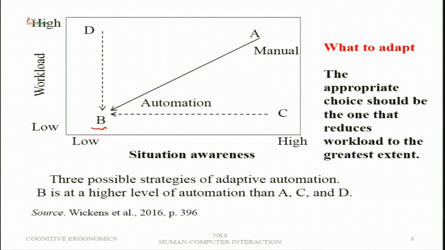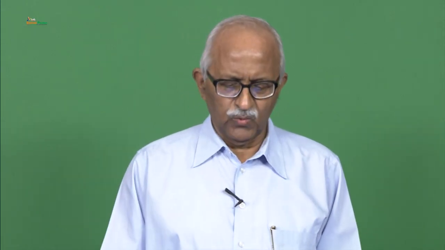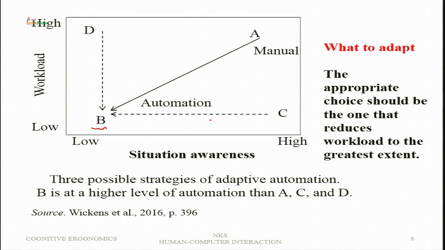When we look at automation, completely automated situation, the situation awareness is low and also the workload is low. Whereas the three other points indicate C, for example, represents high situation awareness, D represents high workload, and A represents a combination of the two where some kind of manual performance of the task is required. So if we shift C to B, then the workload does not change. It doesn't do anything to the workload. It only changes the situation awareness. Similarly, in moving from D to B, only workload changes. It does nothing to the situation awareness.